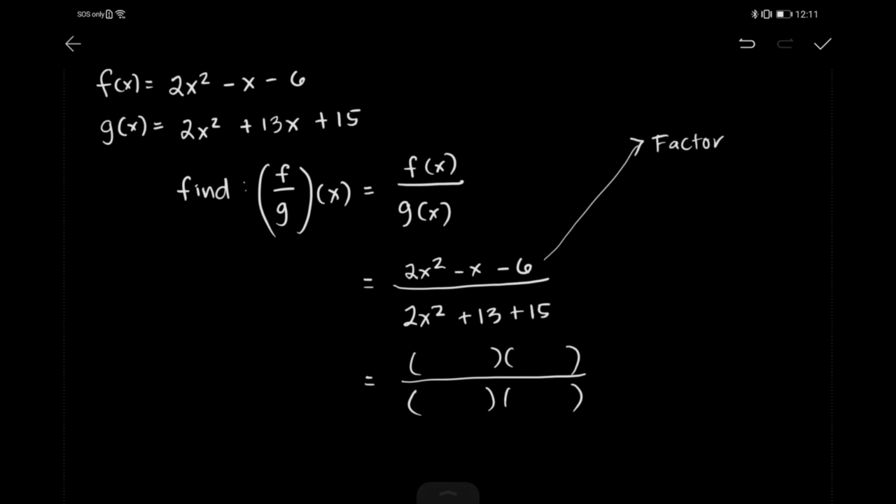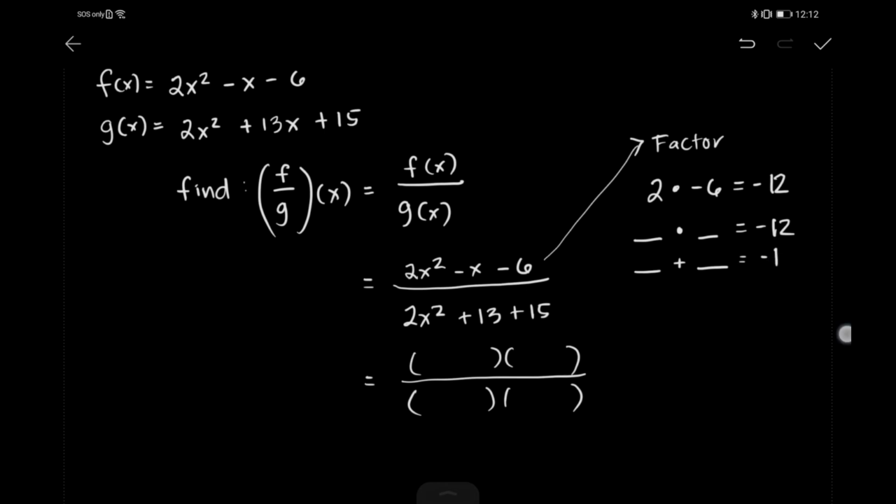So we have to multiply our leading coefficient by its constant. So the result is 2 times negative 6. We know this is equal to negative 12. This time you have to think of two numbers whose product is equal to negative 12, and the sum is the value here, which is negative 1. So what do you think are those two numbers?